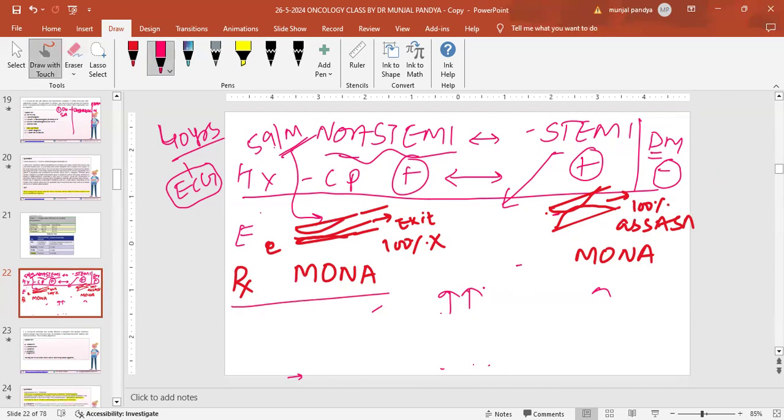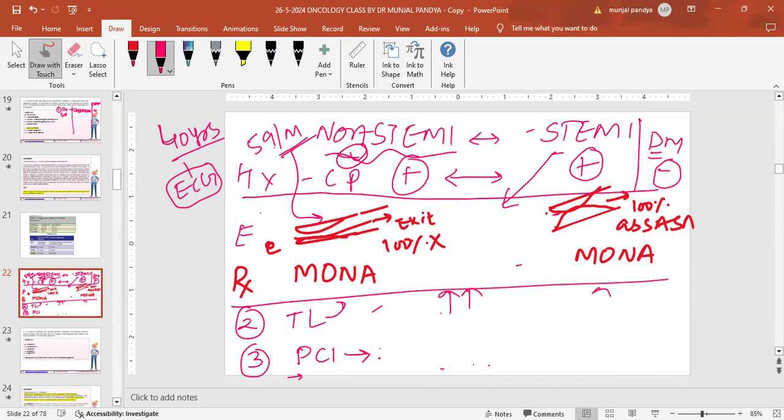Second thing for the non-STEMI, non-STEMI is not 100%. So the second step here in non-STEMI is a thrombolytic. And the third thing, once you thrombolyze, you don't want the patient to come again after 6 months with a STEMI. Then you do the PCI, try to find out where the blockage is, how much the blockage is, and treat with the stent accordingly, right?